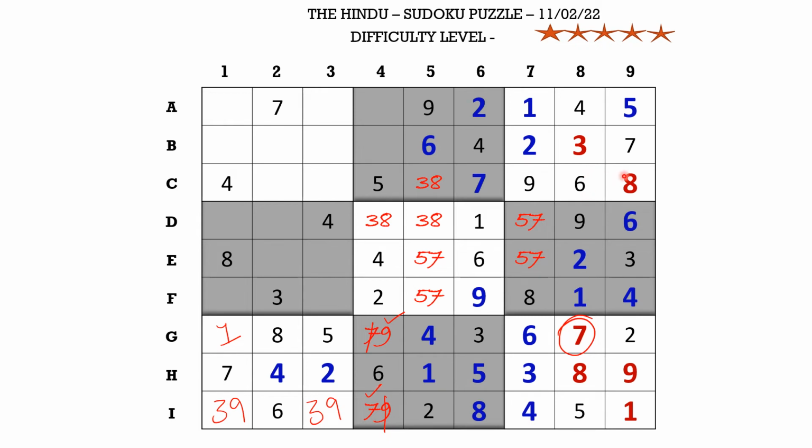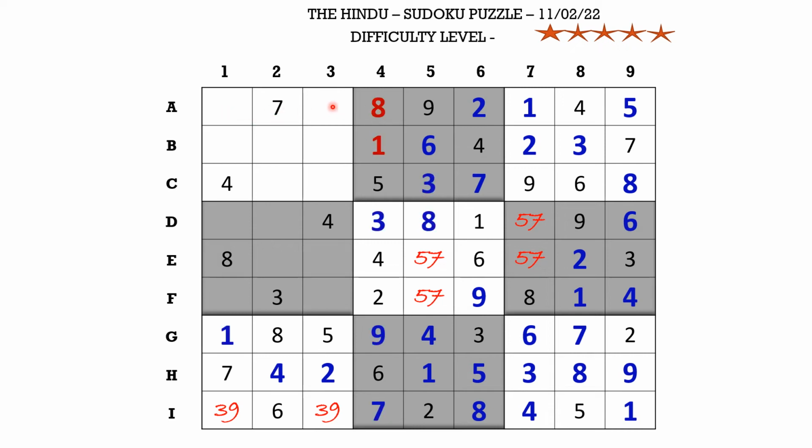This 8 here in column 9 cancels out the 8 here. So C5 is now 3, D5 is 8 and D4 is 3. Now the missing numbers in this block are 1 and 8. There is a 1 blocking in A row, so A4 takes 8 and B4 takes 1.